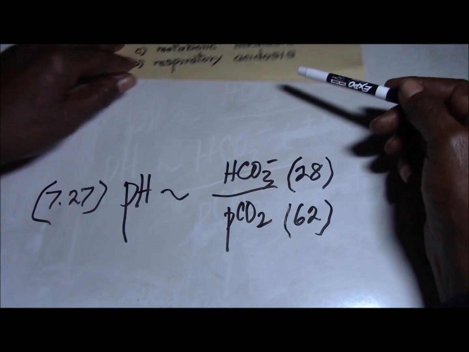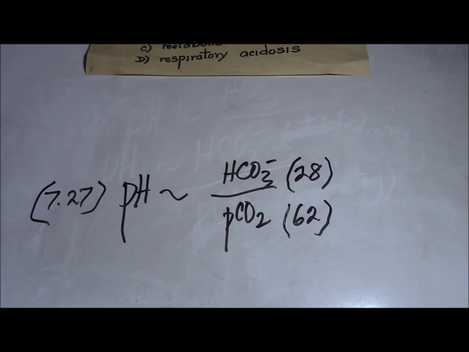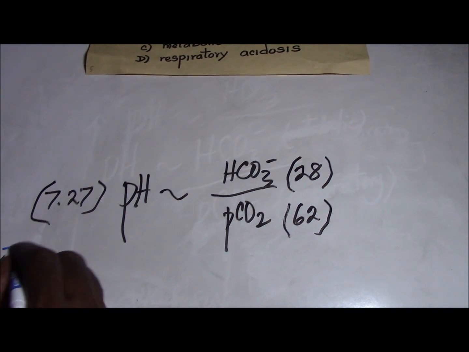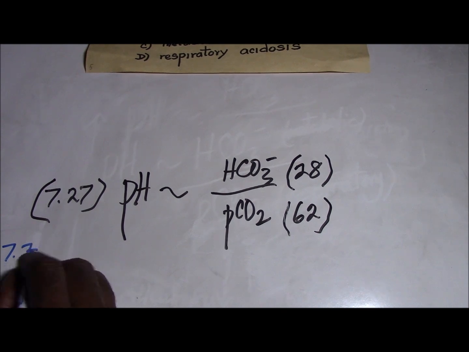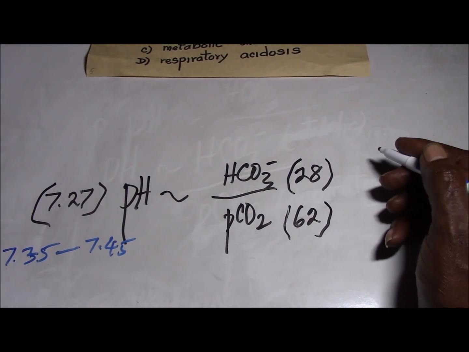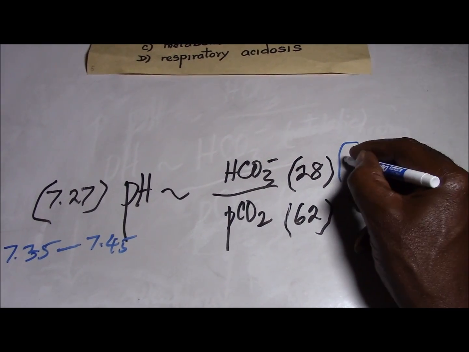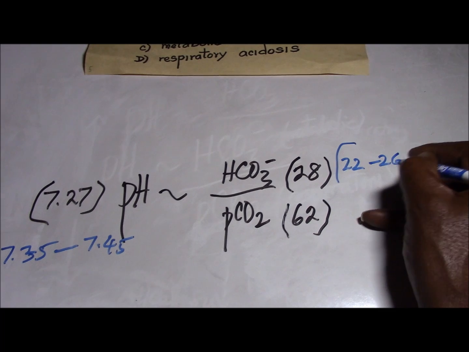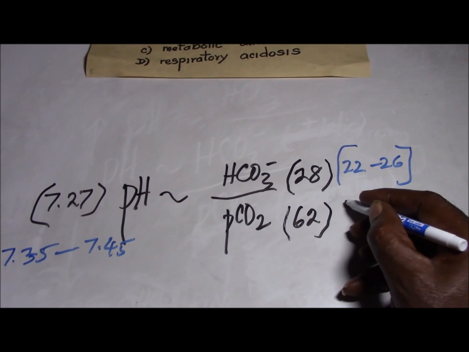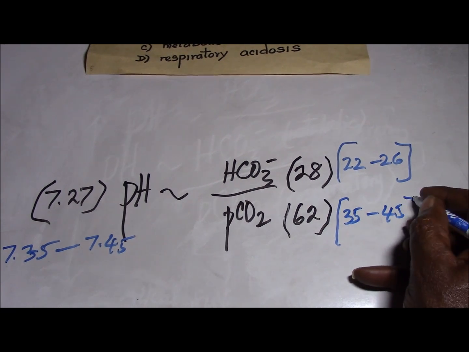All right. Once you've done that, then the whole idea of the range thing I talked about earlier will come in. The pH range should be from 7.35 to 7.45. And then for the bicarbonate ion, we said it is from 22 to 26. Okay? And then for the partial pressure of carbon dioxide, we said it's from 35 to 45. All right?